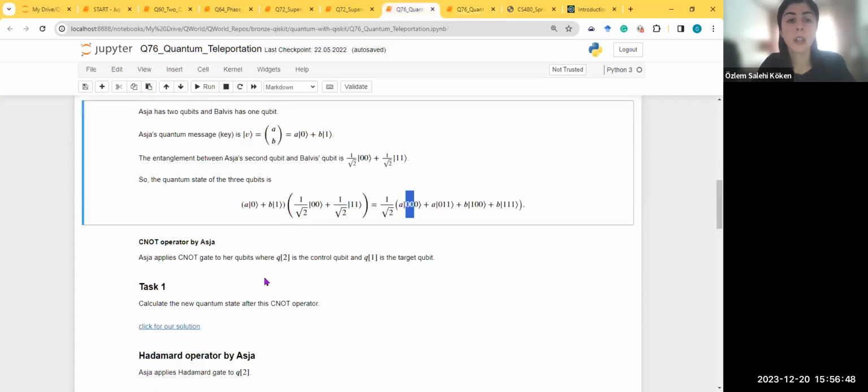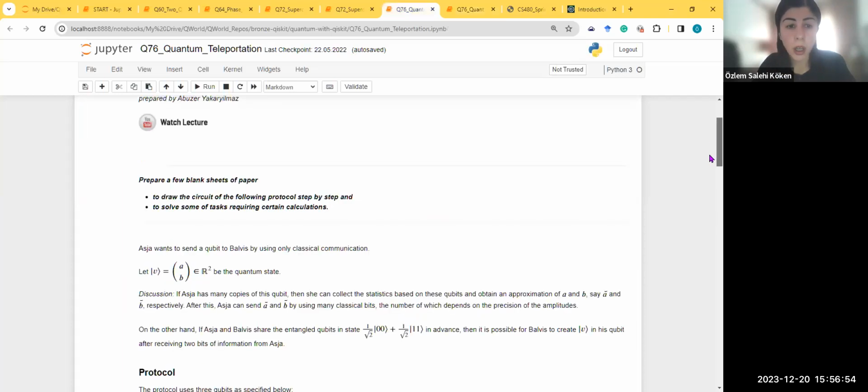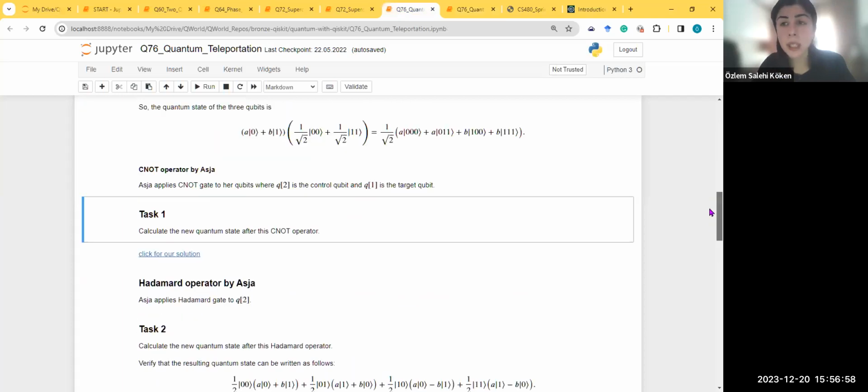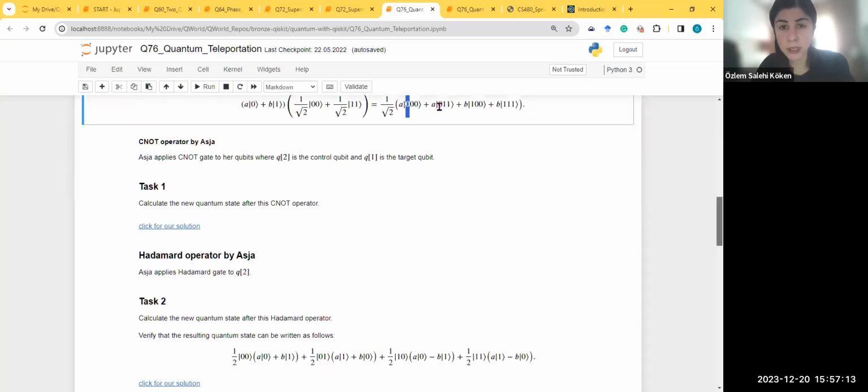Okay. If there are no questions, then what is the next step in the protocol? The next step in the protocol is that Asya will apply Hadamard on Q2, on the qubit he would like to send. Now, let's see how it will transform our state from this into this one.